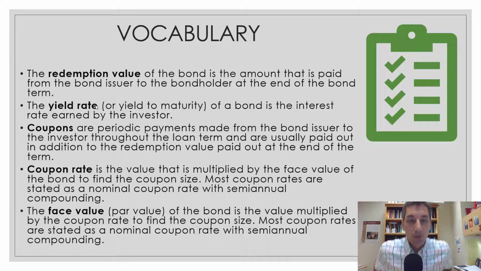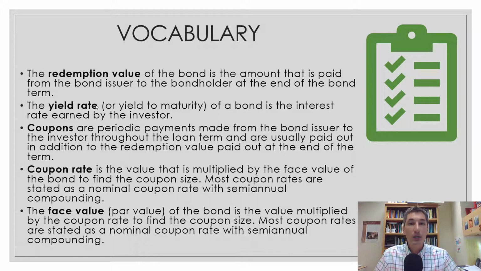Okay, now some vocabulary that's important to you. So the redemption value is the amount that's paid from the bond issuer to the bondholder at the end of the bond term. So if it was a $1,000 bond, you would get $1,000 back in 5 years or whatever. Okay, there's also the term, which is how long it takes. The yield rate is the interest rate earned by the investor.